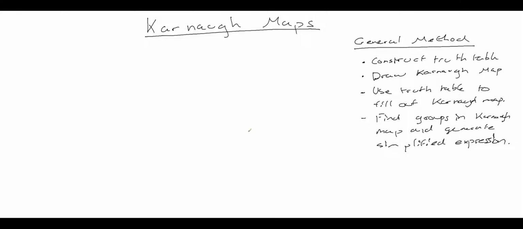There are really four stages to using a Karnaugh map. First of all, you've got to construct a truth table, that is if you haven't already got one. Then you've got to draw the Karnaugh map. Then you've got to use the truth table to fill out the Karnaugh map. And then you've got to find groups in the Karnaugh map and generate a simplified expression. I'm going to go through these stages with some examples.